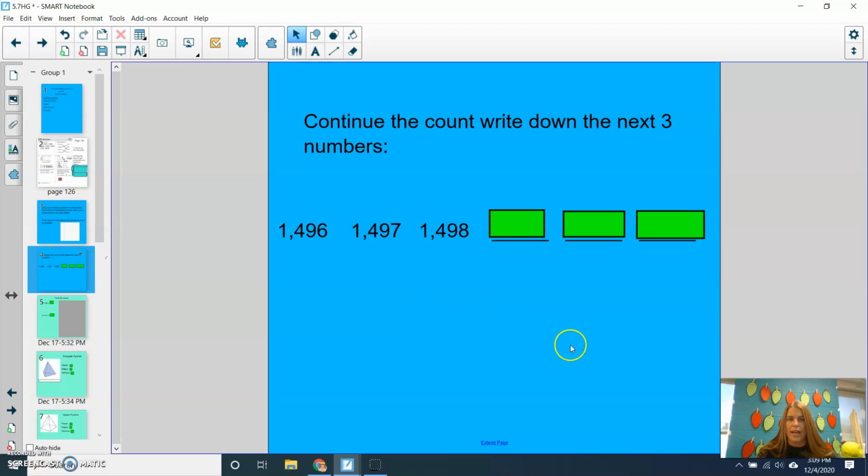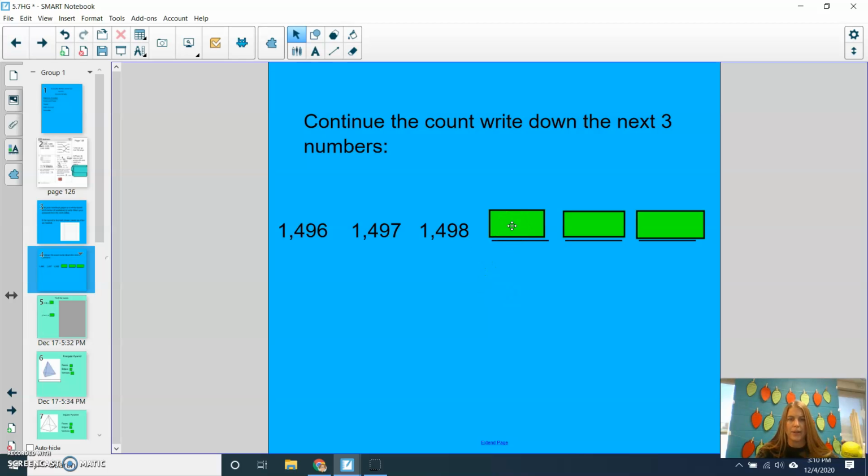For this question, I'm asking you to continue the count and to write down the next 3 numbers. So if I have 1,496, 1,497, 1,498, could you write down the next 3 numbers? Press pause and then play when you're ready to check.